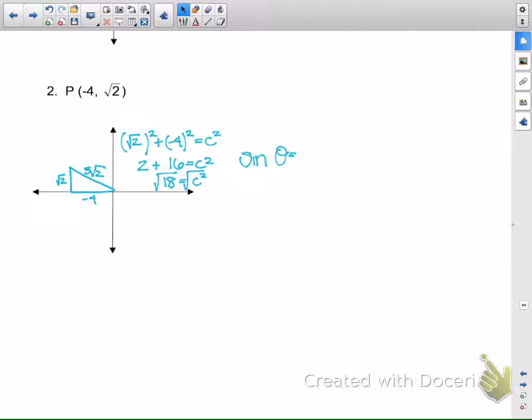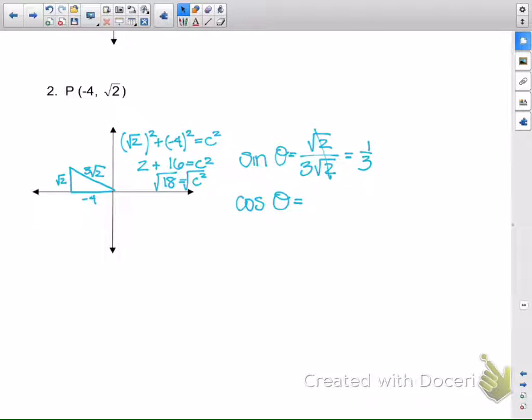So if I'm doing sine, what's the opposite side? Root 2 over 3 root 2. What happens here with my roots? They cancel, which leaves me my sine is what? 1/3. Good. Let's try the same thing with cosine.